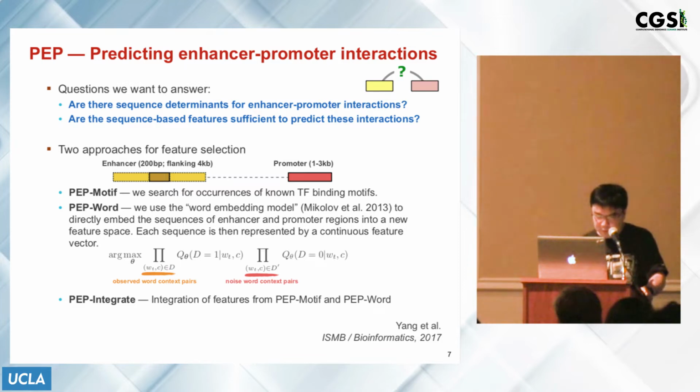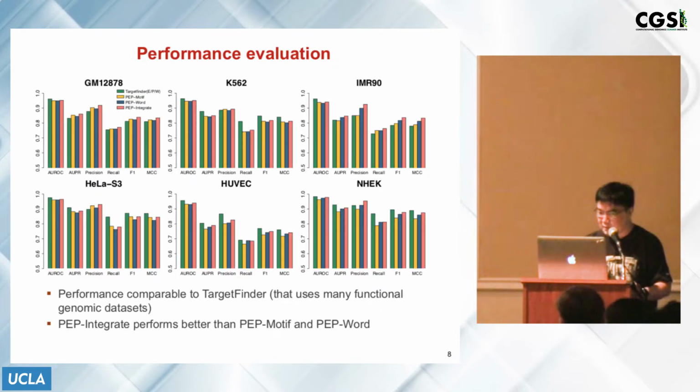So we have these two parts, and then eventually we integrate the features from these two modules. So the rationale is that for the known motifs, we want to find out if they are involved in mediating these loops. But in addition to the known motifs, there might be some other sequence features that are not captured by the known TF motifs that can be captured by the word embedding model, by word2vec. If you put them all together, you expect that you may be able to achieve high performance. So this is what we did.